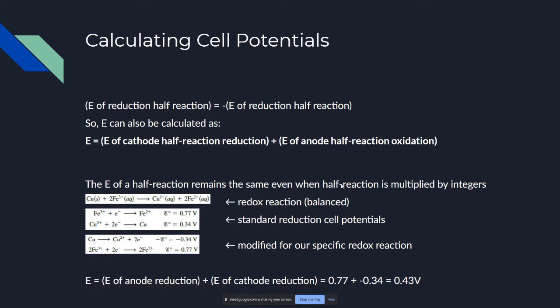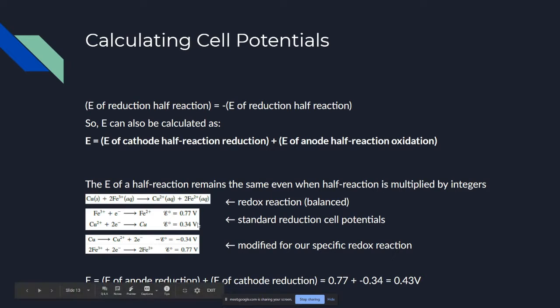coefficient here. That doesn't actually change the potential at all. So you don't have to worry about coefficients. All you have to worry about is whether your half reactions are a reduction or an oxidation. If one is a reduction and another one is an oxidation, then you can just add them together. If they're both reductions, then you have to subtract one of them. Again, those are equivalent algebraic things that you're doing.